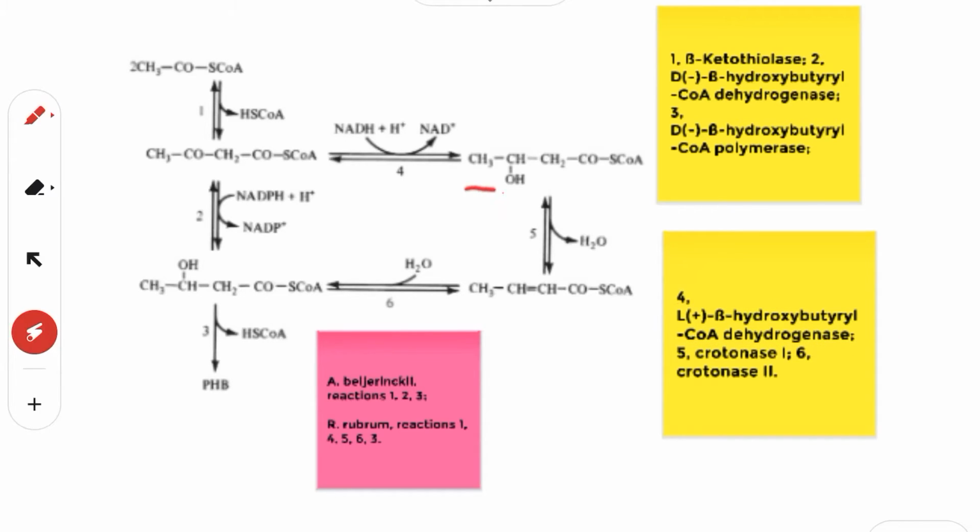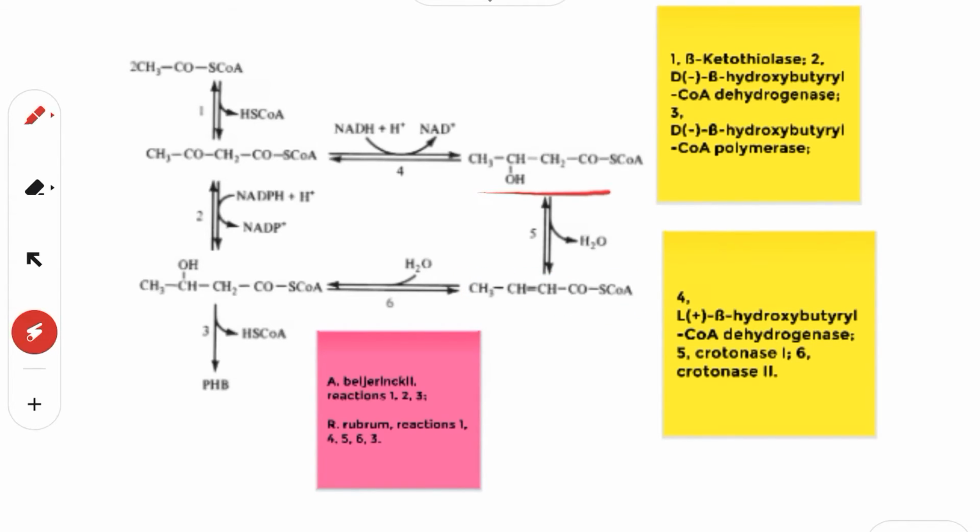Now this L-beta-hydroxybutyryl-CoA is converted into D-beta-hydroxybutyryl-CoA by the enzyme crotonase. So there are two types of crotonase present in this cell. They are designated as crotonase 1 and crotonase 2. So crotonase 1 catalyzes the dehydration reaction. The water molecule is removed, forming an intermediate, that is crotonyl-CoA.